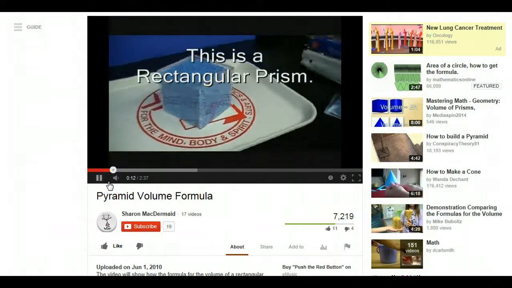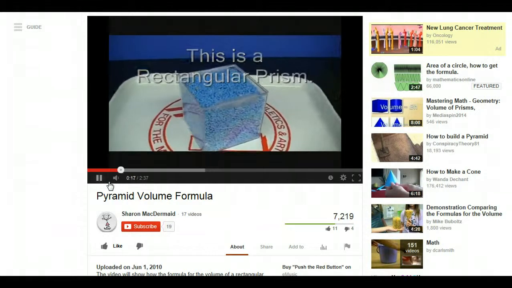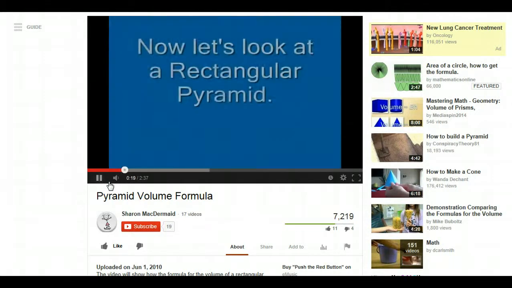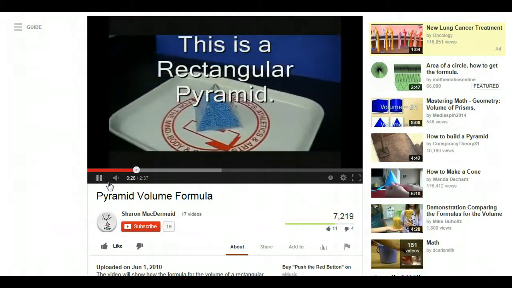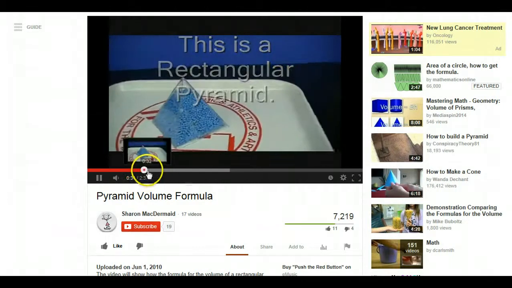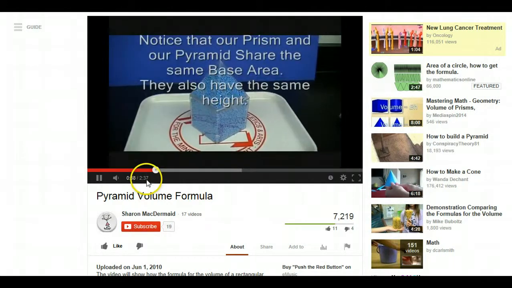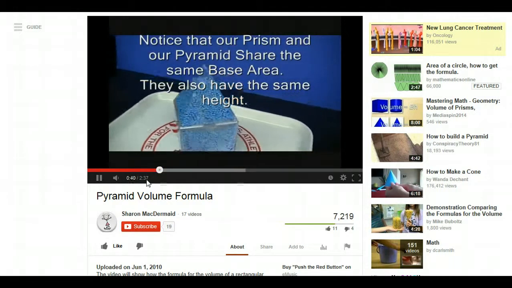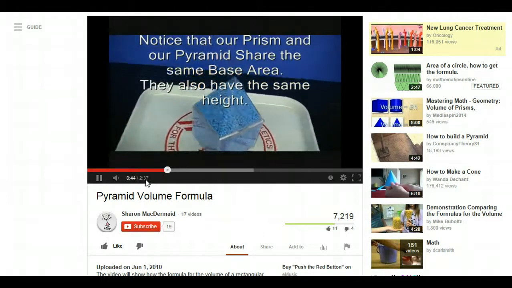We have a rectangular prism. Looks all like a cube. Now our rectangular pyramids, we're going to want the same size, right? So it's going to have the same size base. It'll just be a pyramid. And we can see these are filled with little bits of stuff. So notice the prism and the pyramid share the same base area. They also have the same height.